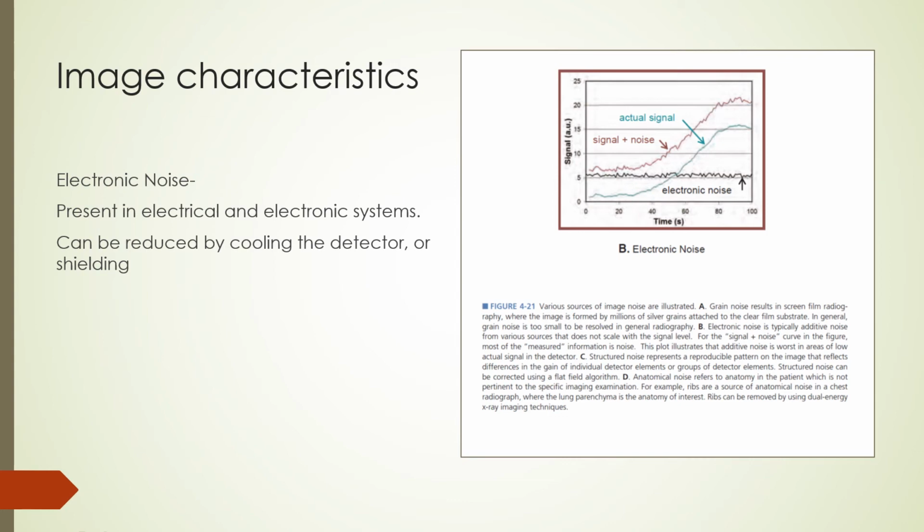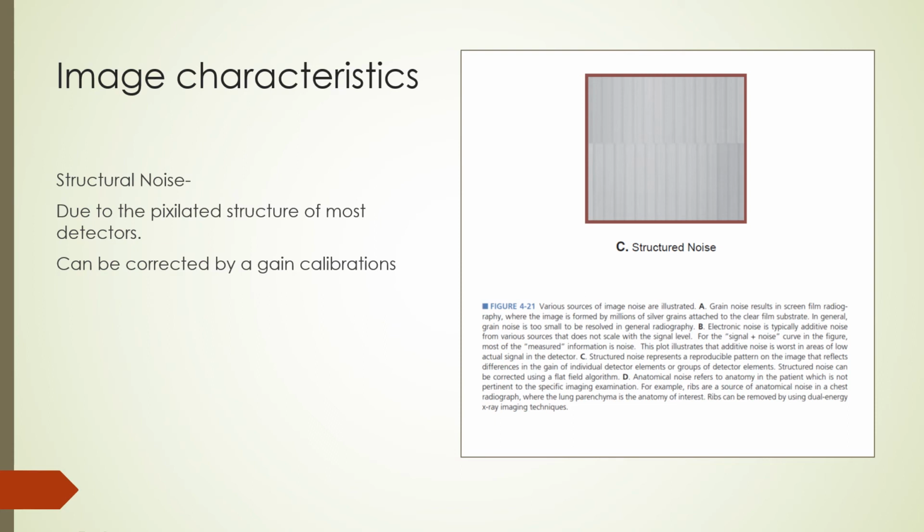If electronic noise is part of the signal before amplification, then it will also be amplified. This will be a problem if the signal is low because the added noise can contribute appreciably to the noise in the image. In some imaging systems, electronic noise can be reduced by cooling the detector, electronic shielding, or designing noise reduction circuits. The next type of noise is structured noise.